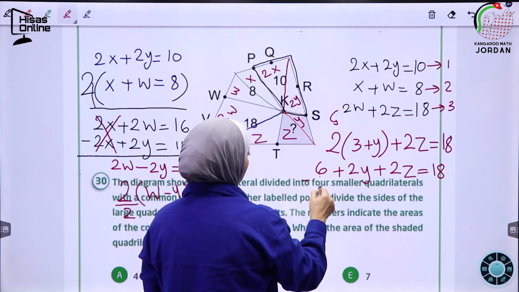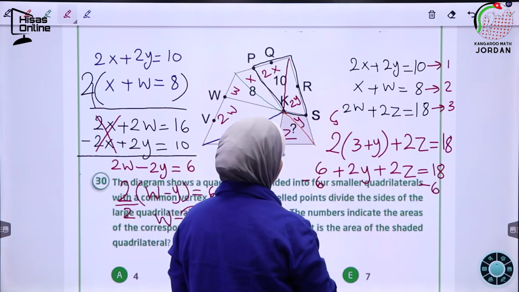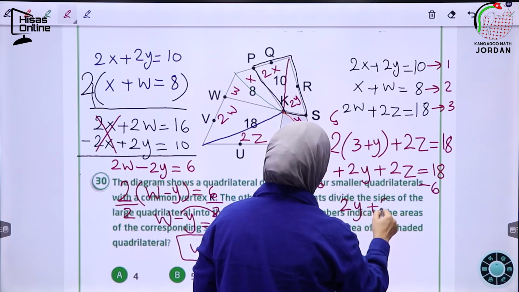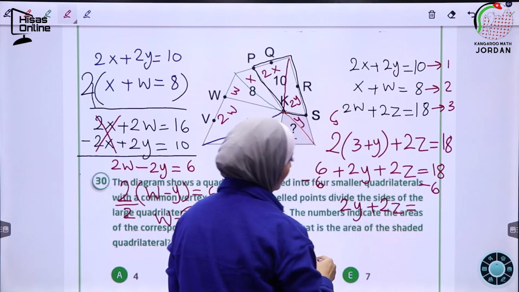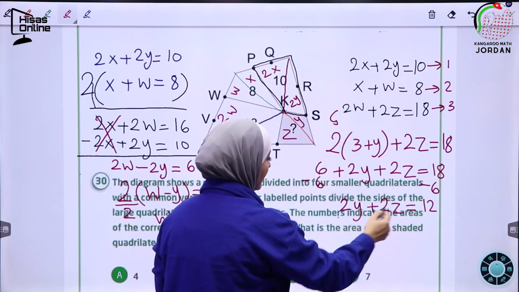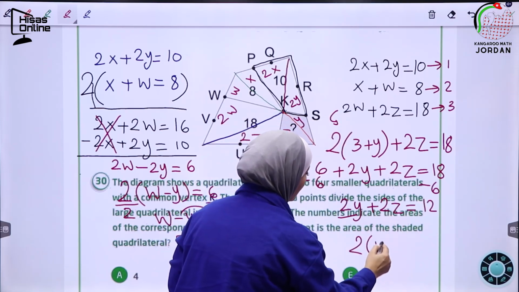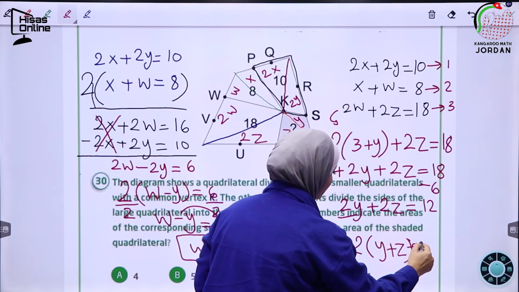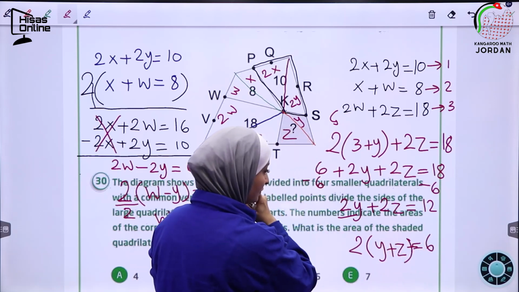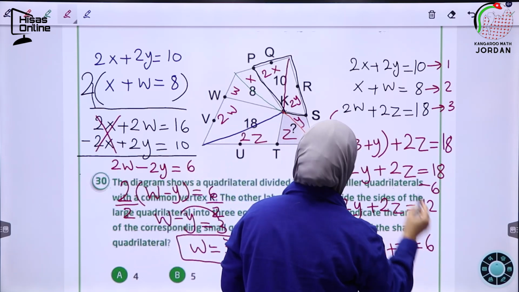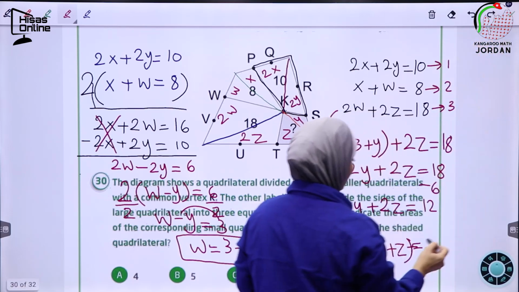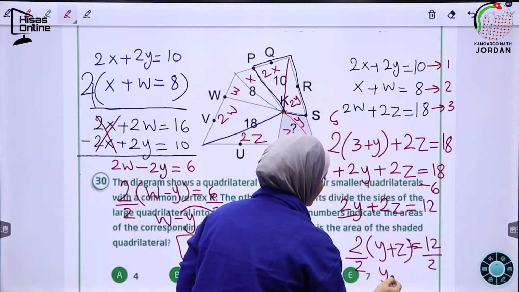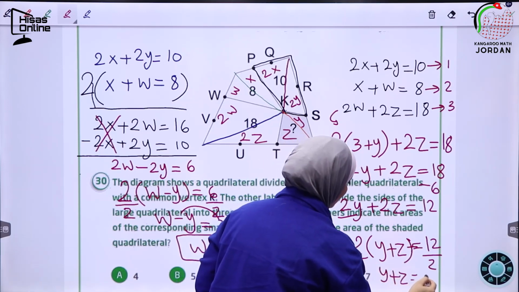Good. Minus 6, minus 6. That means 2y plus 2z equals 12. Let's take the 2 away. So y plus z equals 6, right? No, sorry, 2y plus 2z equals 12. Now divide by 2, divide by 2. Y plus z equals 6.